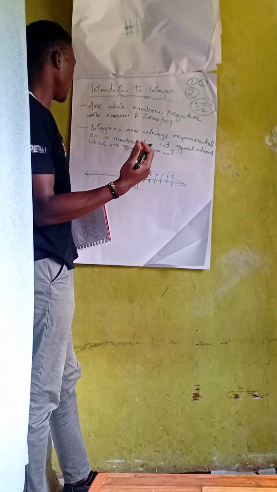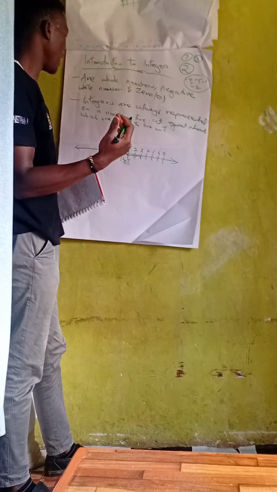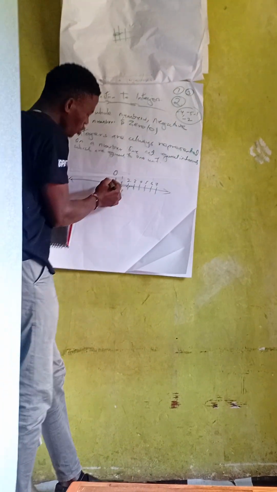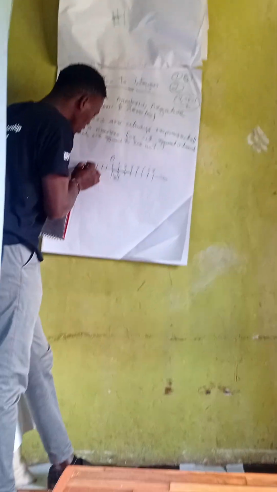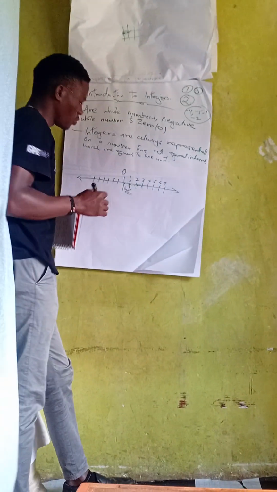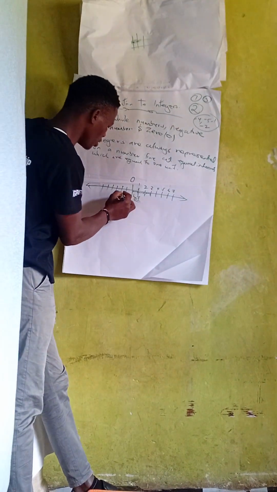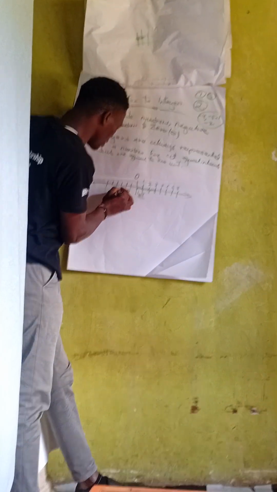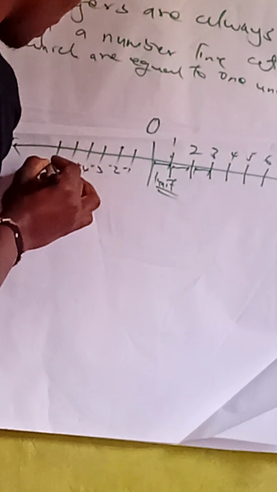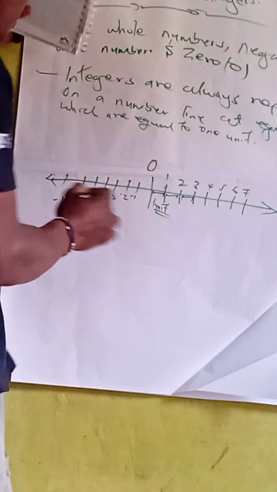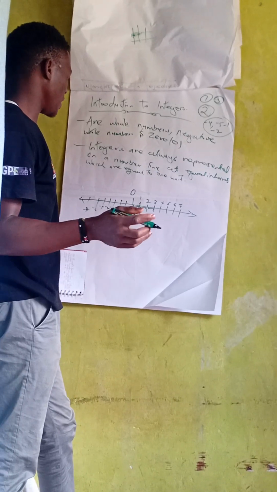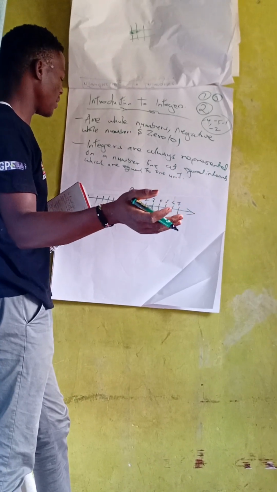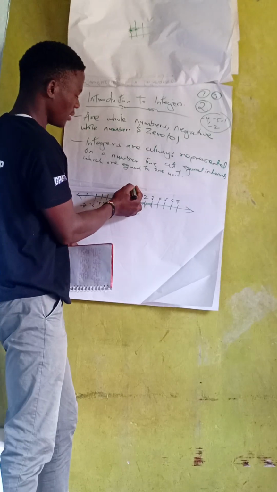When you want to represent the negative whole numbers on a number line, you use the left side. There should also be equal intervals, the same as 1 unit. So this will be -1, -2, -3, -4, -5, -6, -7. The left side represents the negative and the right side represents the positive. And this one is the 0.